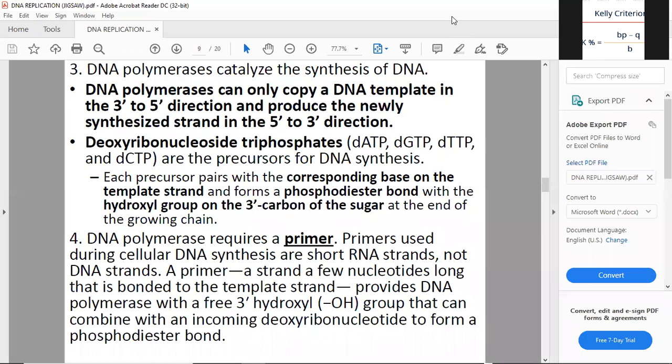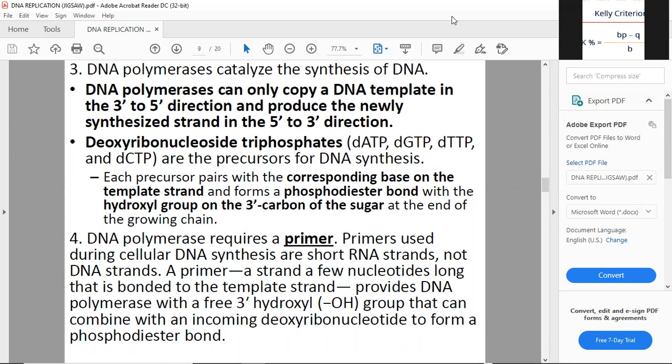DNA polymerases can only copy a DNA template in the 3' to 5' direction and produce the newly synthesized strand in the 5' to 3' direction. So we have the precursors, which are the deoxyribonucleoside triphosphates, the nucleotides that are the precursors for DNA replication. DNA polymerases cannot initiate DNA replication, and therefore it requires a primer. Primers used during cellular DNA synthesis are simply short RNA strands and not DNA strands.